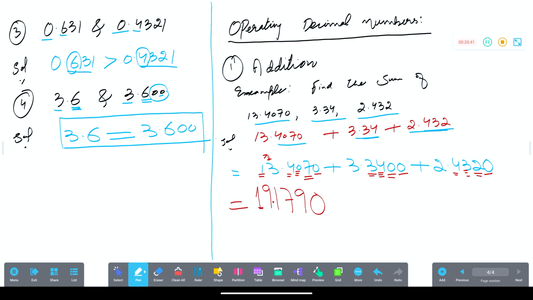So 19.1790 is the sum of these three decimal numbers. And remember, it's not necessary to write 19.1790. You can write 19.179 as well. So this is how we will do addition in case of decimal numbers.